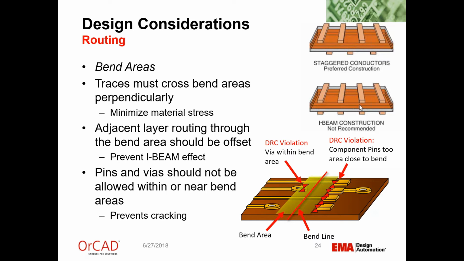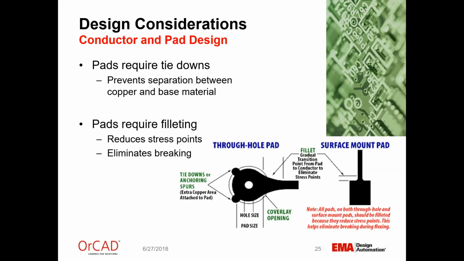To reduce stress, traces need to cross the bend area perpendicular to the bend line, and traces on adjacent layers should be offset to avoid the I-beam effect. The designer must have the ability to set spacing and overlap constraints between objects on different layers. As an example, component pins and vias placed within or too close to the bend area should receive a DRC flag. All pads, including surface mount and through hole, should have tie downs, also called anchoring spurs or rabbit ears.